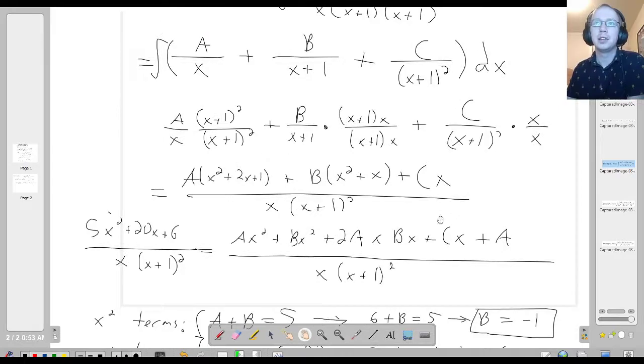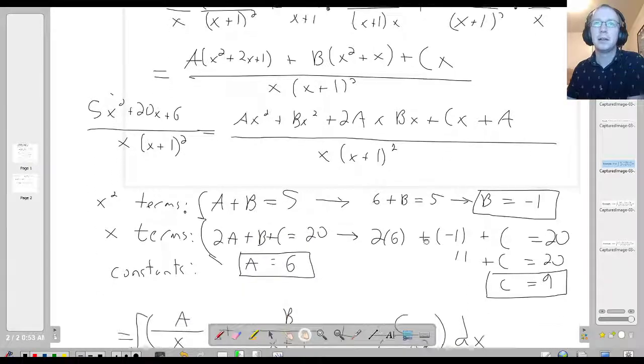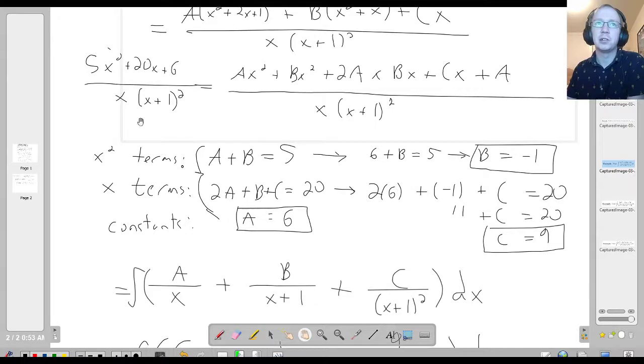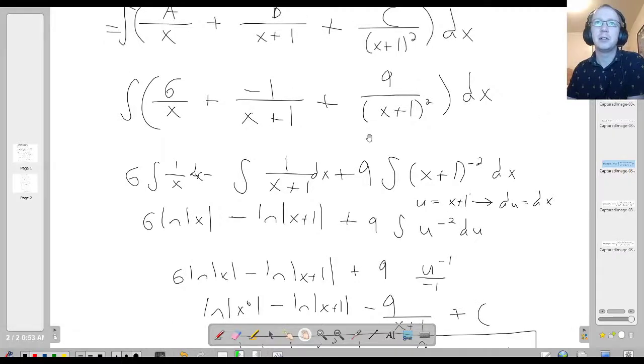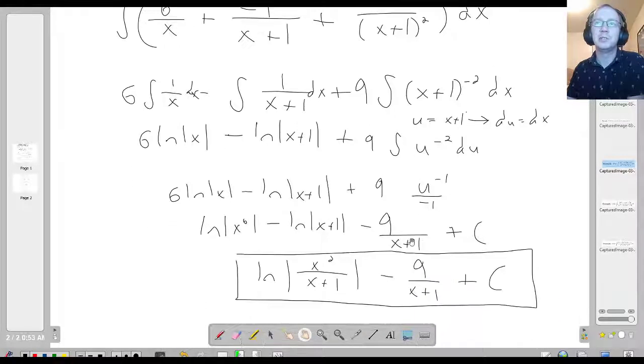Okay, I combined everything by getting a common denominator. I made a system of equations based on the x squared terms, the x terms, and the constants. That got me a, b, and c. And by plugging that into my integral, I was able to do each of those little integrals more easily, and I got to the answer at the end.